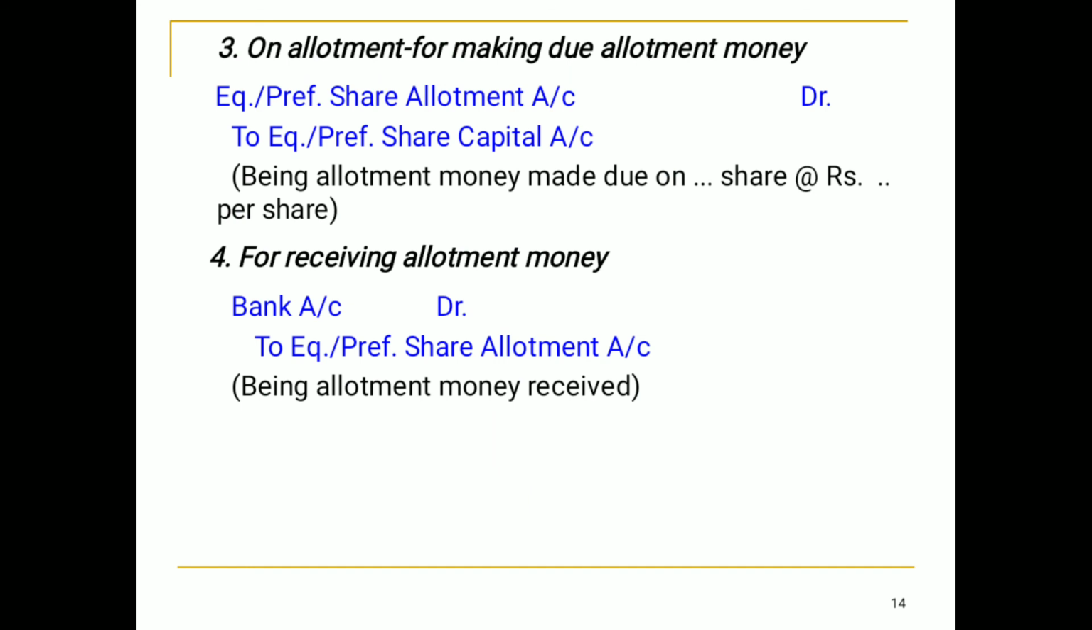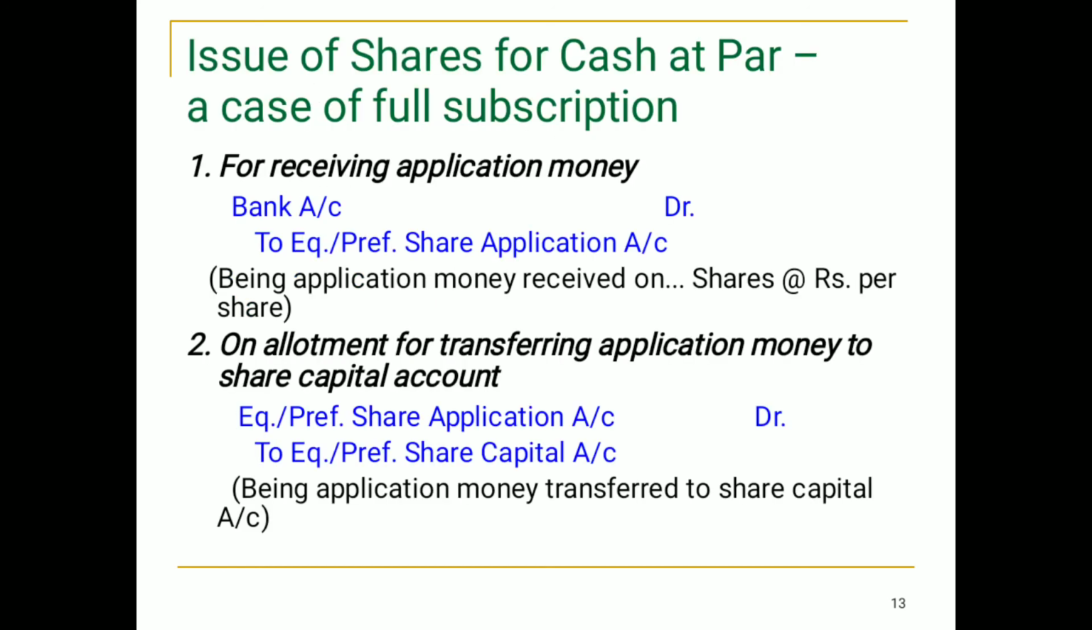Okay, the second installment, as you know, is about allotment. As I said, there are a maximum of 4 installments: application, allotment, first call and final call or second call. So we have reached the second step, second installment. This was the first step, about application. The concept that we are dealing with is when the shares are issued at par and in case of a full subscription.